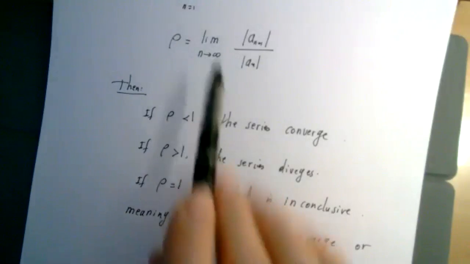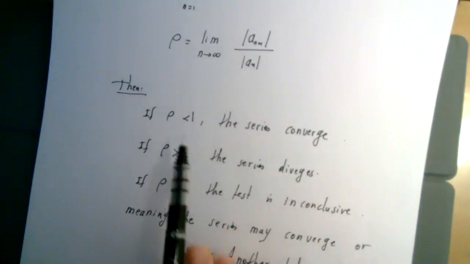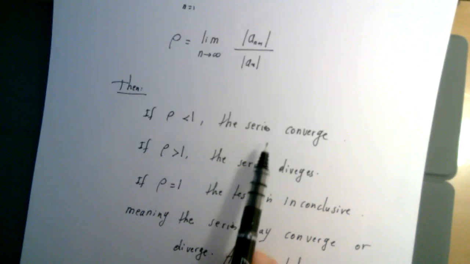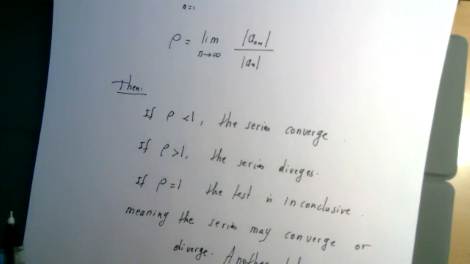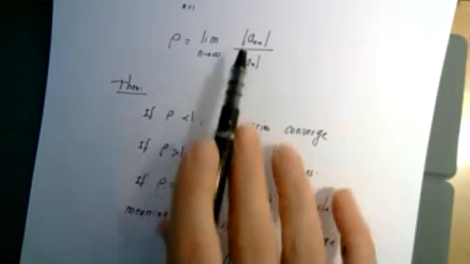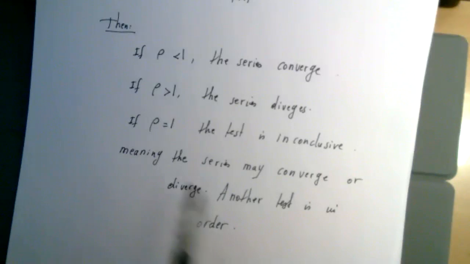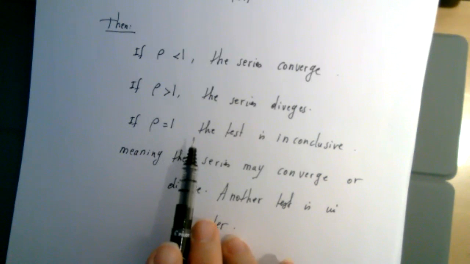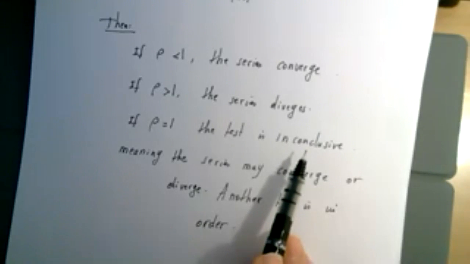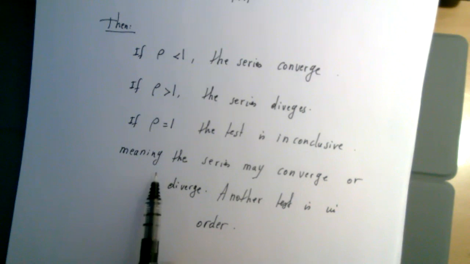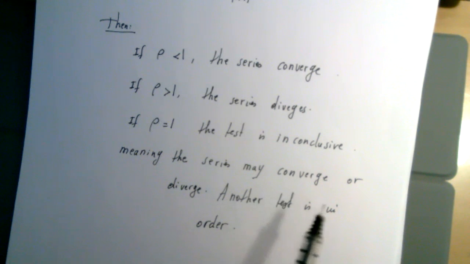Then the ratio test tells me the following. If this ratio is less than 1, the series will converge. If the ratio is bigger than 1, the series diverges. If the ratio is 1, this test is inconclusive, meaning the series may converge or diverge. Another test is in order.